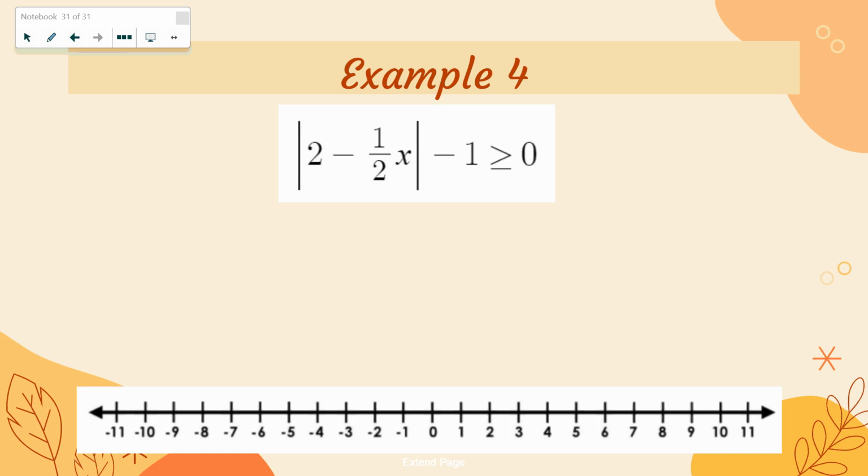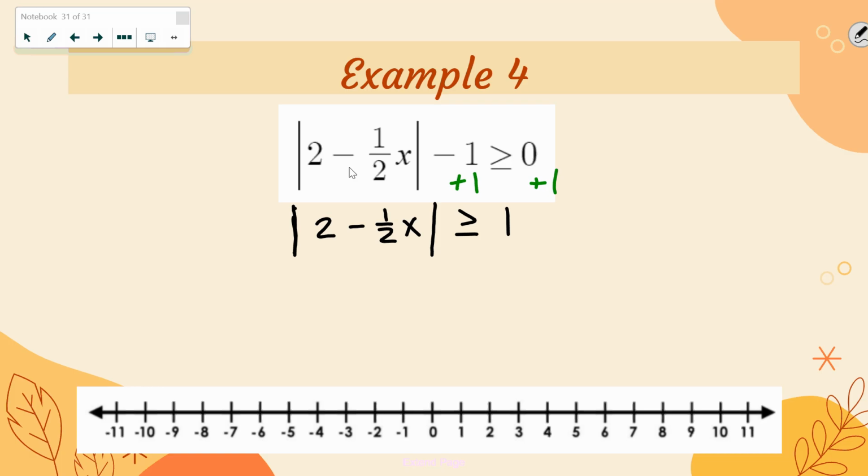So we have the absolute value of 2 minus 1/2 x, minus 1, is greater than or equal to 0. What's always our first thought with an absolute value? Yes. Isolate it. So what do I need to do to isolate here? Add 1 to both sides. So we'll end up with the absolute value of 2 minus 1/2 x is greater than or equal to 1. And now I have that absolute value by itself, so we can make those 2 equations.